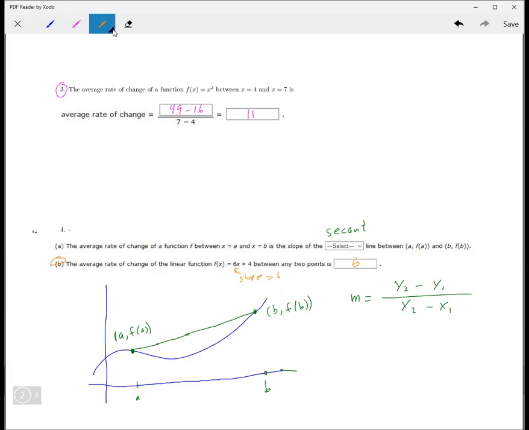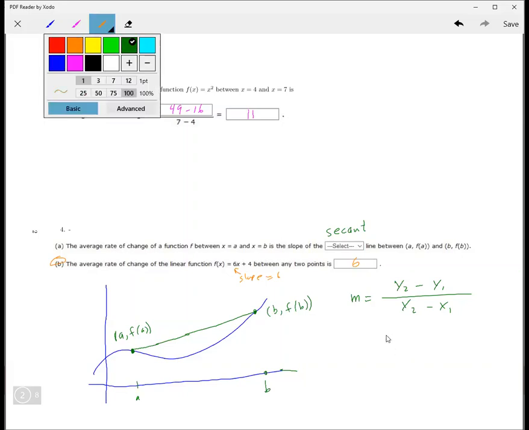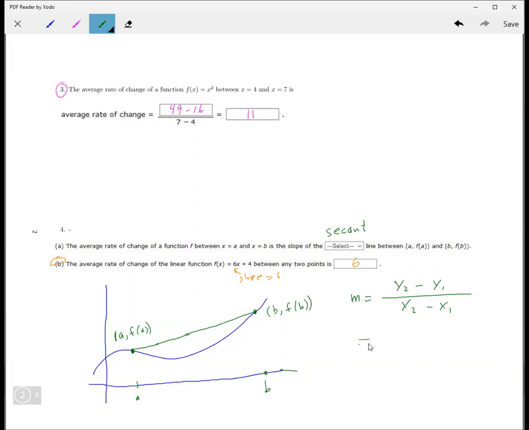Now, let me just complete that idea right here, right before I got confused. This is f of b minus f of a. That's y2 minus y1 over b minus a. Okay, so that's how they come up with the formula.